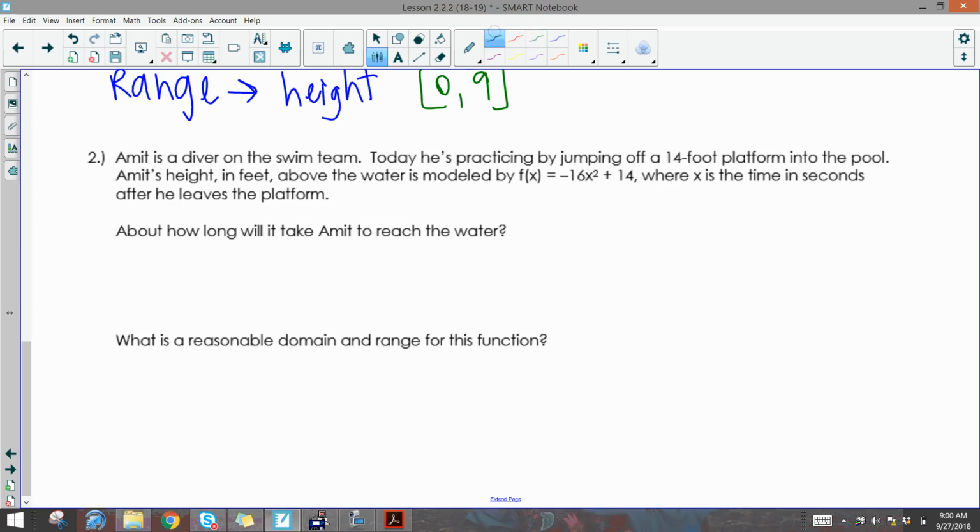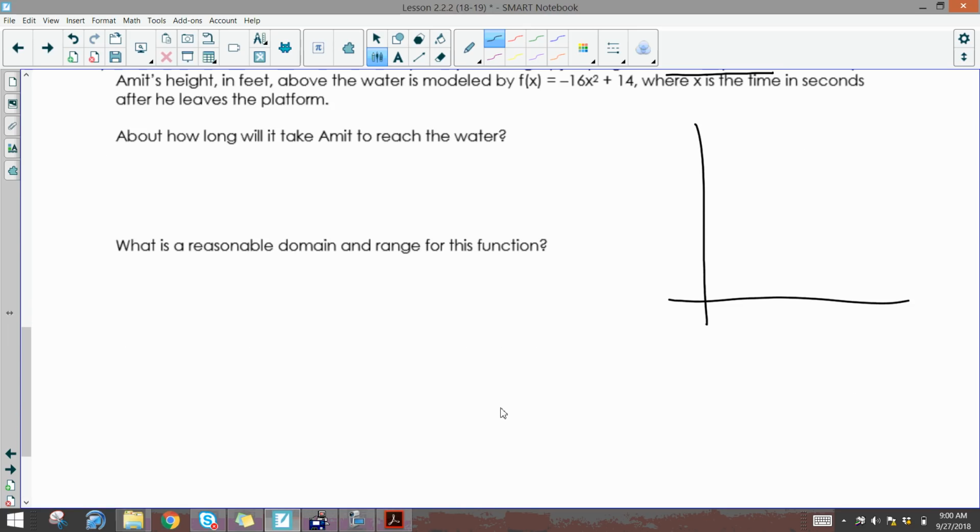Okay, let's draw a picture. So if you look at this, this is in standard form. He's jumping off a 14-foot platform into the pool. So let's do a little bit of work here. Let's do our three main things, our vertex, and then we'll do x-intercepts and y-intercepts. So this will be x equals the opposite of b. All right, cool. So the opposite of b, in this case, there is no b, you guys.